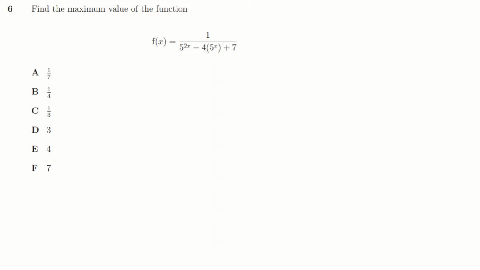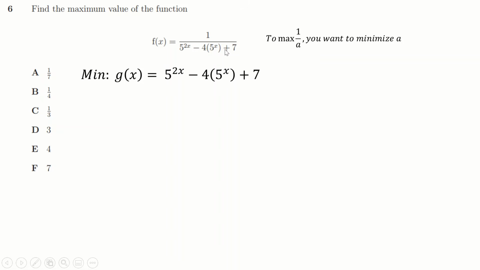Excellent. Number 6, find the maximum value of that. Well, finding the maximum value of 1 over a, you want to minimize the a, right? Like you want to make this as small as possible, and then that max is the 1 over it. So essentially my objective here is to make this function, let's just call it g of x, as small as possible.